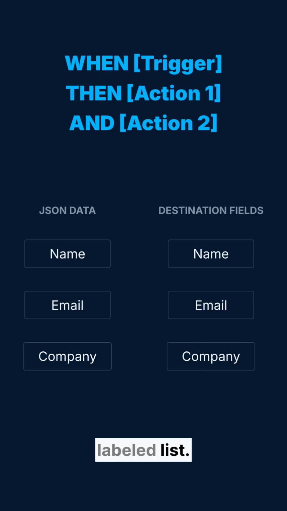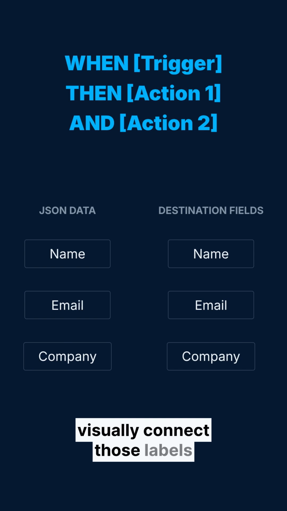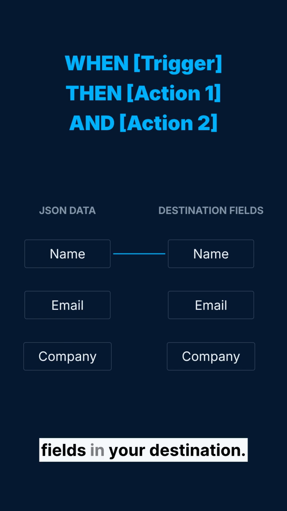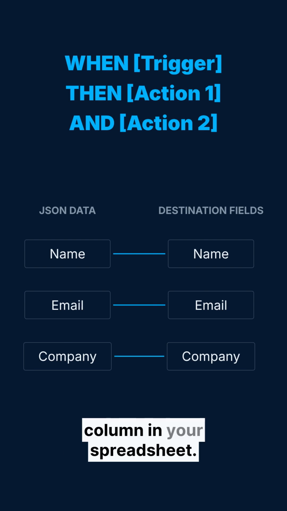JSON is just a labeled list. Name is Jane, email is jane@acme.com, company is Acme Corp. Field mapping means you visually connect those labels to the columns or fields in your destination. Name from the form goes into the name column in your spreadsheet.